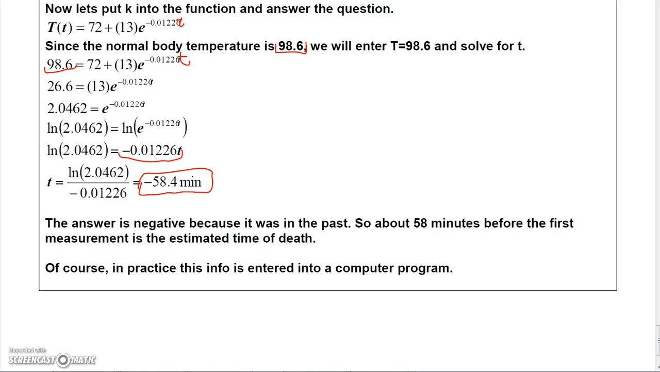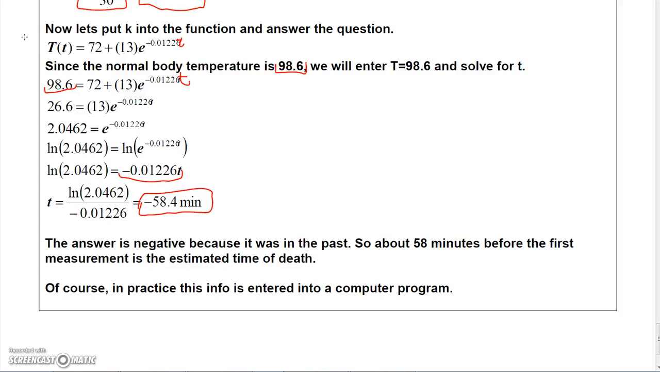Okay, so of course in practice they use a computer program to do these calculations, but anyway, it's kind of interesting to see how it's done.